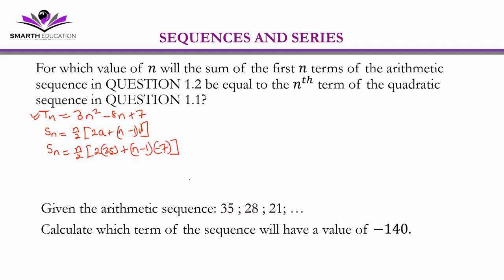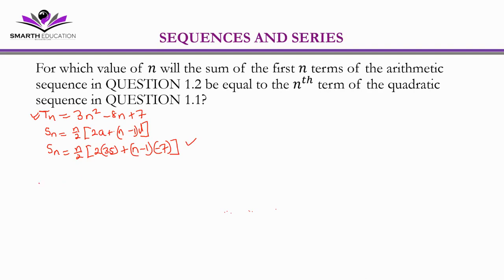So now we can simplify this equation. Let's just do that. We have Sn is equal to n over 2 and then 70. Then we're distributing negative 7 here. We have to be careful. Negative 7n plus 7. And then 70 plus 7, that is 77. So Sn is equal to n over 2 times negative 7n plus 77.